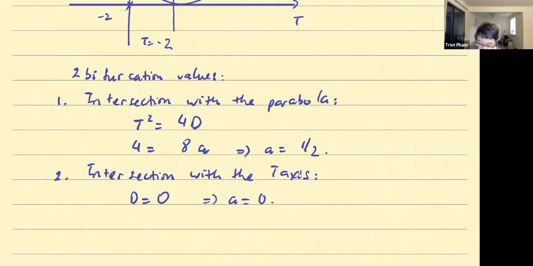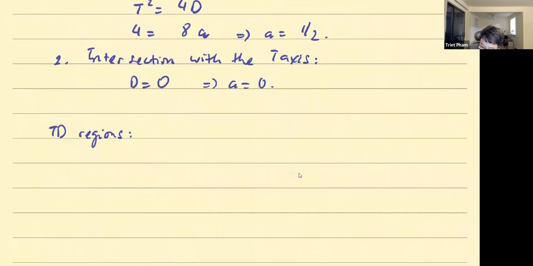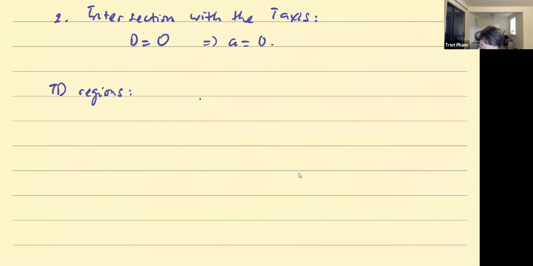All right. So I want to do a quick review on the regions, the TD regions, according to how it's divided by the parabola, by the critical boundaries.